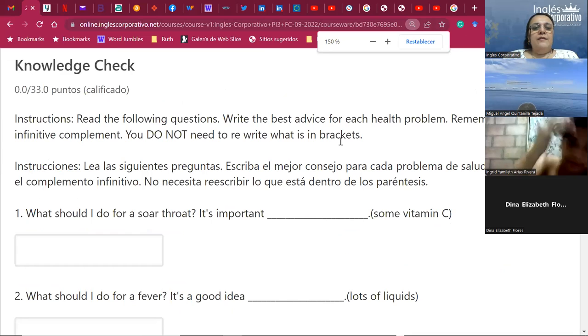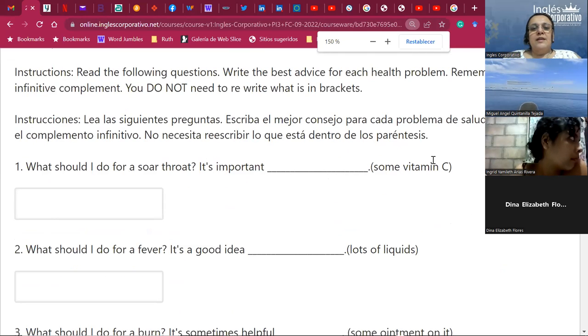Now, read the following questions. Write the best advice for each health problem. Remember to use the infinitive complement. You do not need to rewrite what is in the brackets, okay?